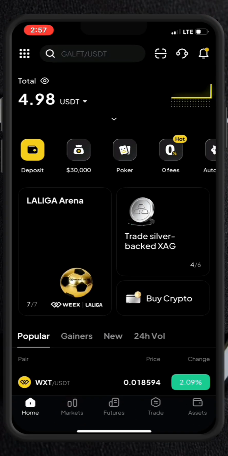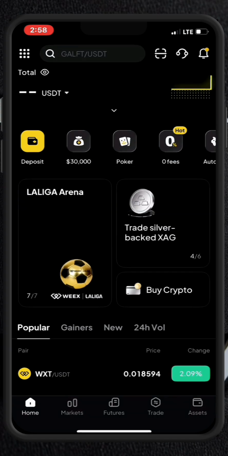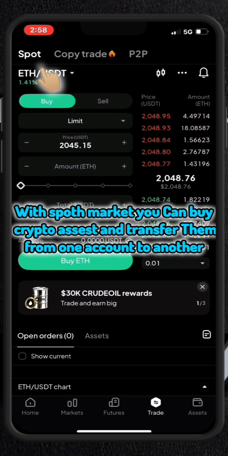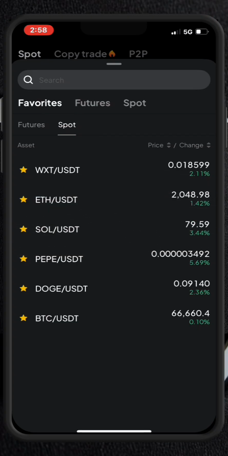Guys, let's dive in. So guys, this is the WEEX platform and this is the app I'm going to be using to get Ethereum at a very cheap rate. So what I want you guys to do once you're in this app is come over to the market trading section over here, and you can locate the spot market. Make sure that you are on the spot market, because with the spot market you can buy crypto assets and then transfer them from one account to another. Once you're in the spot market, I want you guys to locate the ETH to USDC pair over on the spot market, which is right here.